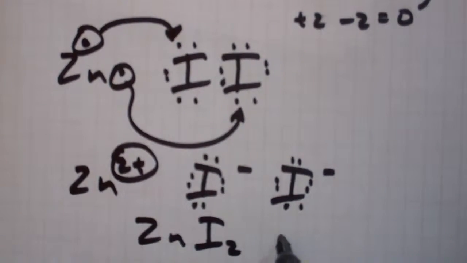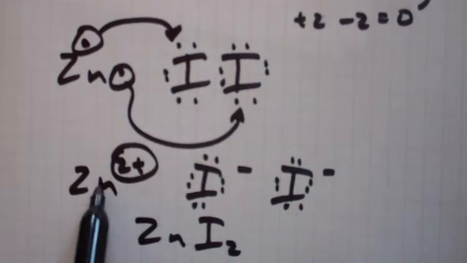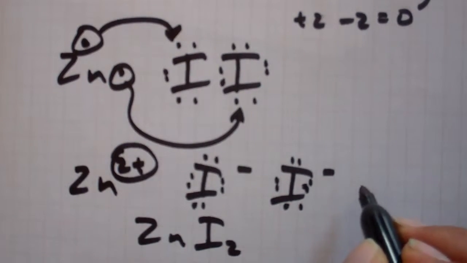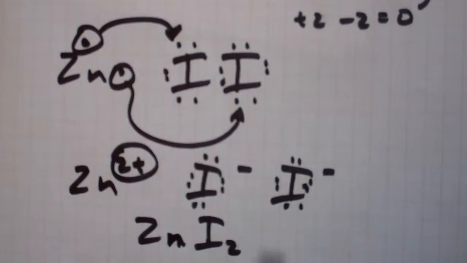water. And this is the white stuff that you found at the end, because it's the combination of the zinc ion and the iodide anions. And these things are usually clear in solution, and then most ionic compounds are white when they're evaporated.